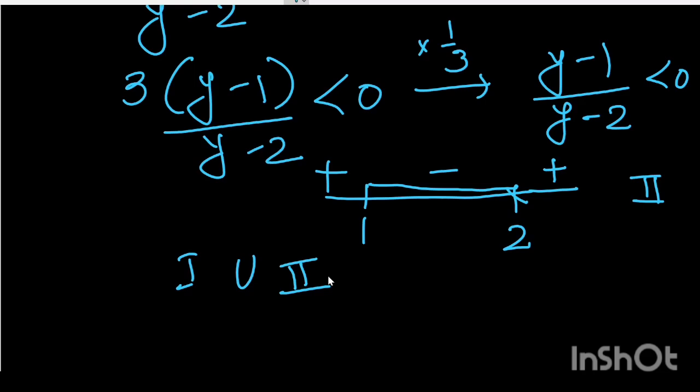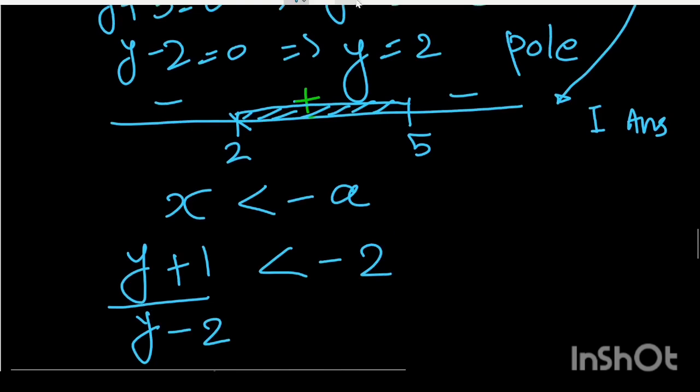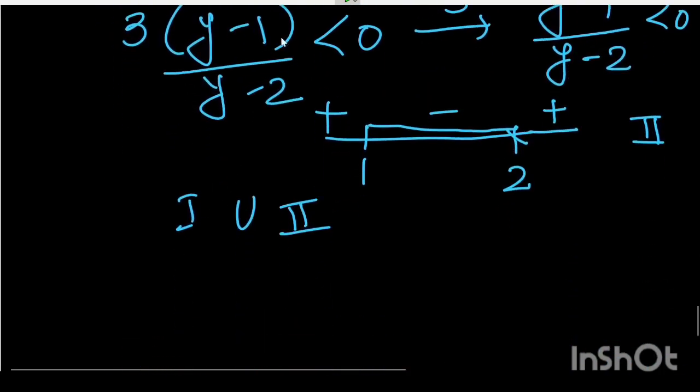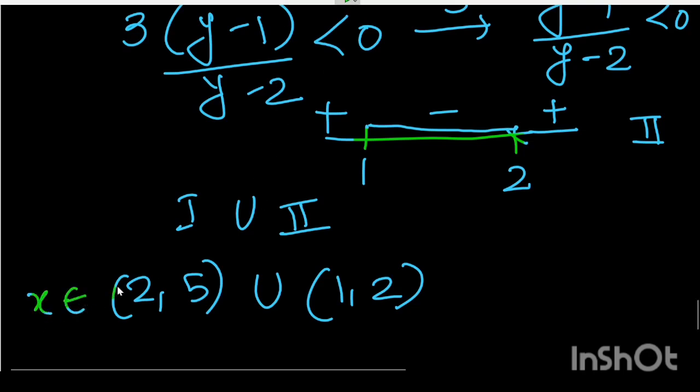So the first answer that we got was 2 to 5. Okay, so 2 to 5 open we will write here. So 2 to 5 union 1 to 2. That is the answer for this, guys. This is the final answer, 2 to 5 union 1 to 2, guys.